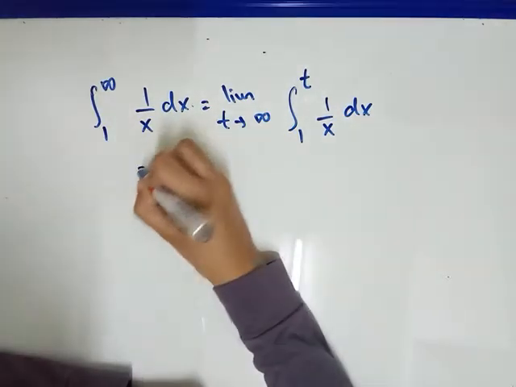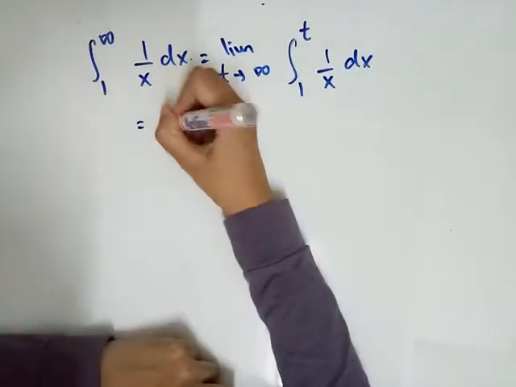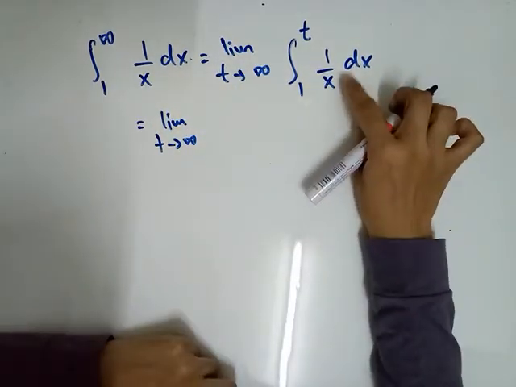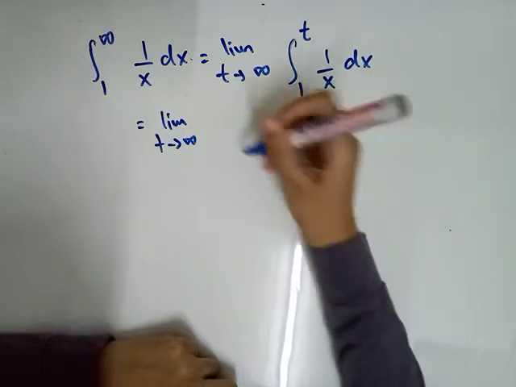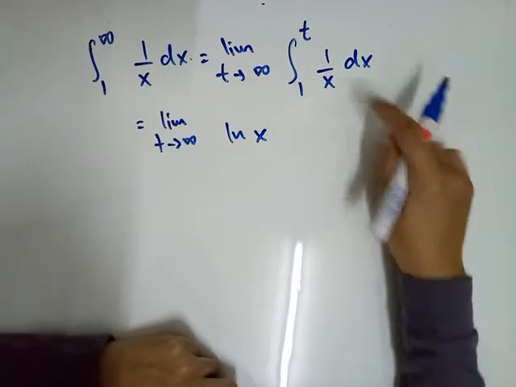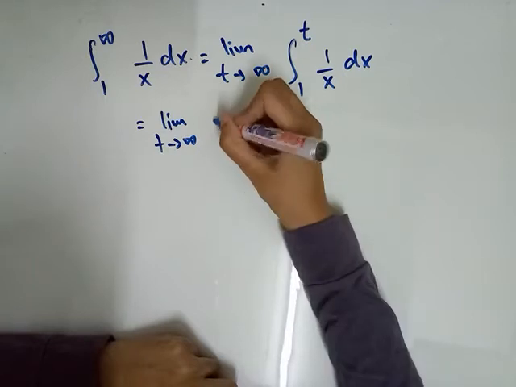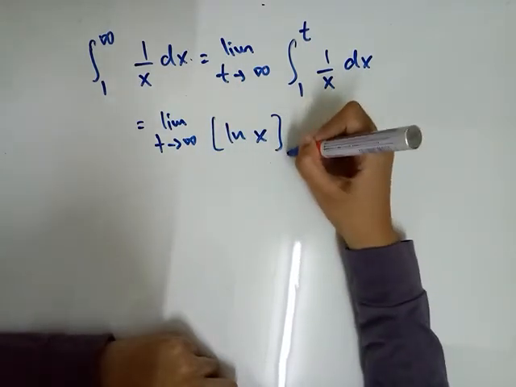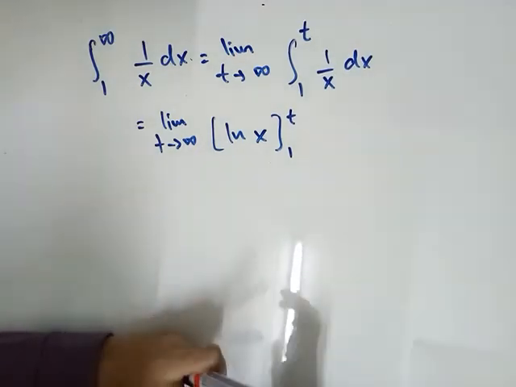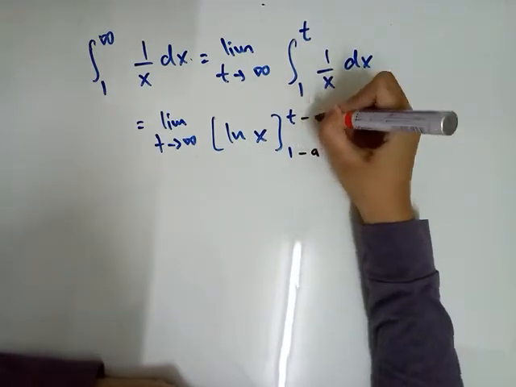And then integrate as usual. Integrate 1 over x. How do we get it? It is ln x. You need to remember that the integral of 1 over x is ln x. And then the lower and upper limit here. We know that the lower limit is a and the upper limit is b.